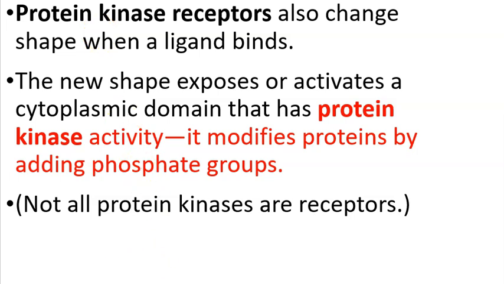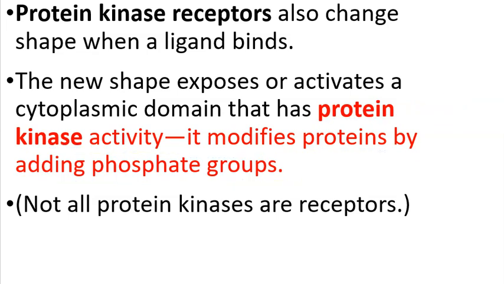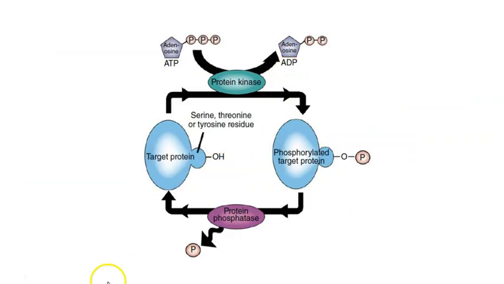Protein kinase. A kinase is a protein that adds a phosphate. Have to know what a kinase is. And so not all protein kinases are receptors. There are some that are just enzymes. But here's, again, kinases. Look, kinases add a phosphate. And then phosphatase is the opposite, and it does what? It removes the phosphate. Okay?